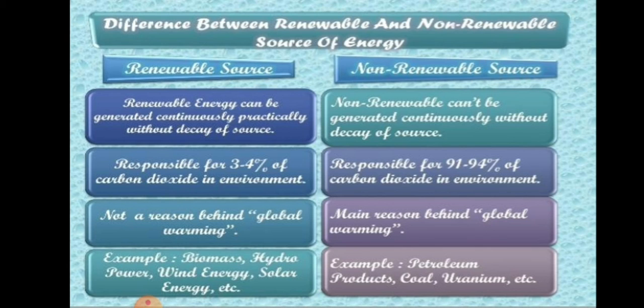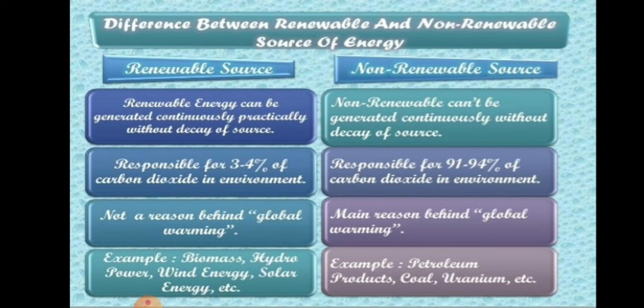Renewable sources: renewable energy can be generated continuously, practically without decay of the source, and the source is available in large amounts. Non-renewable: these can't be generated continuously without decay of the source. Renewable sources are responsible for 3 to 4% of carbon dioxide in the environment, and non-renewable sources are responsible for 91 to 94% of carbon dioxide in the environment.